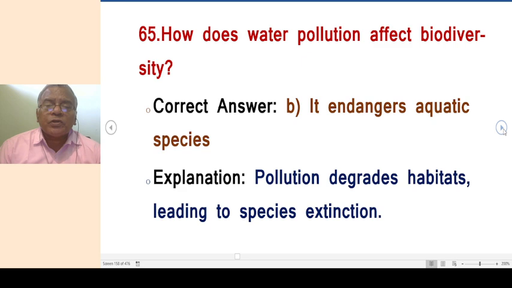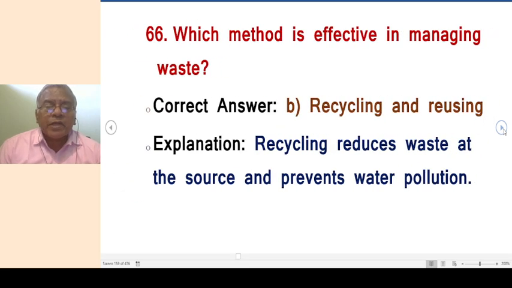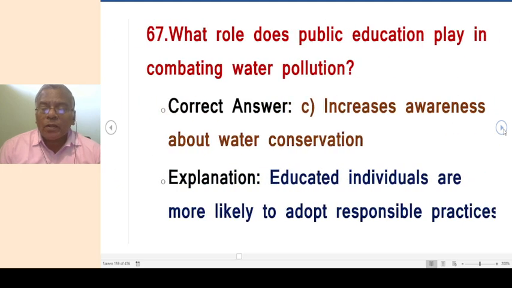How does water pollution affect biodiversity? It endangers aquatic species. Pollution degrades habitats, leading to species extinction. Which method is effective in managing waste? That is recycling and reusing. Recycling reduces waste at the source and prevents water pollution.